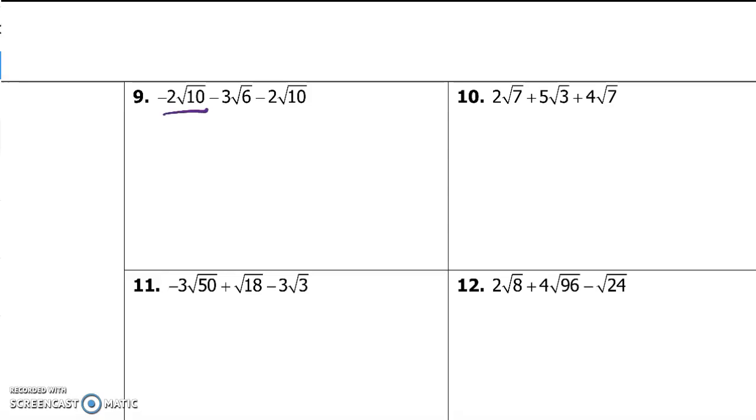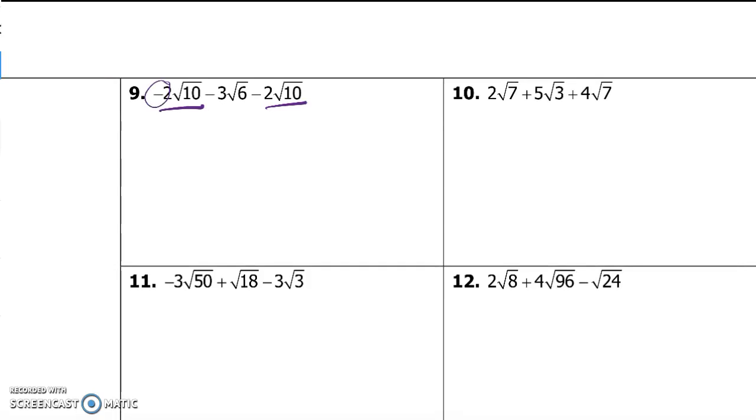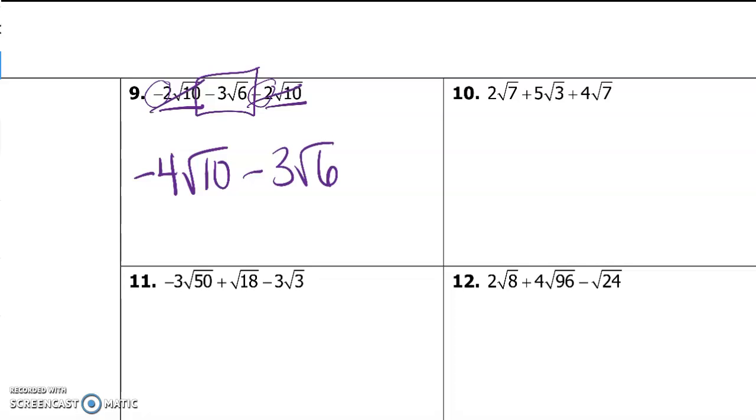So as you can see, square root of 10 and square root of 10 match. We can't simplify those. There's no perfect squares that go in. So those 2 we can put together. So negative 2 minus 2 gives me negative 4 square root of 10. You cannot do anything but bring down the minus 3 square root of 6. So you might have more than one term for your final answer.